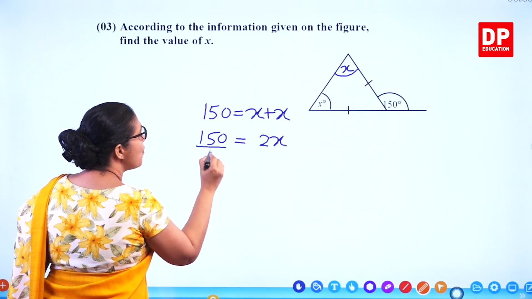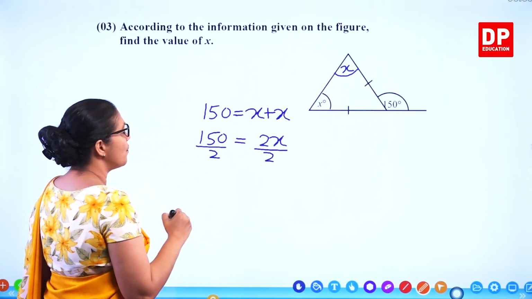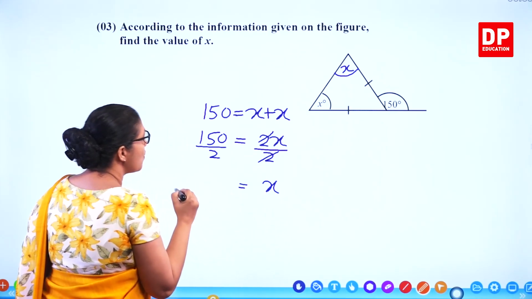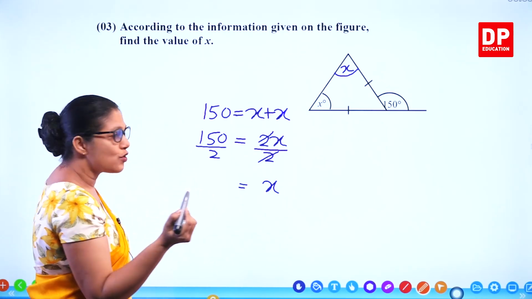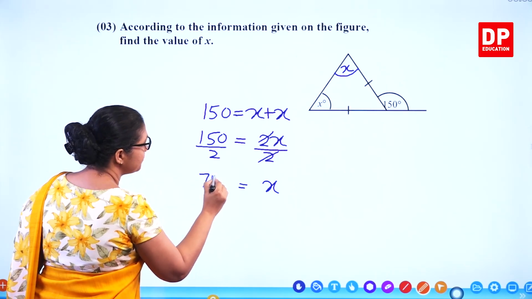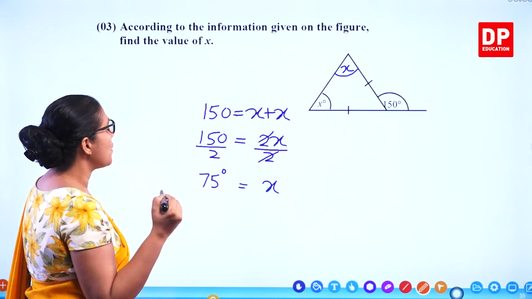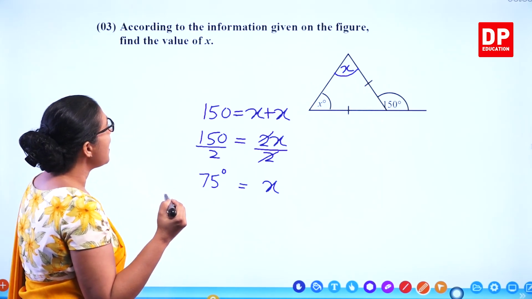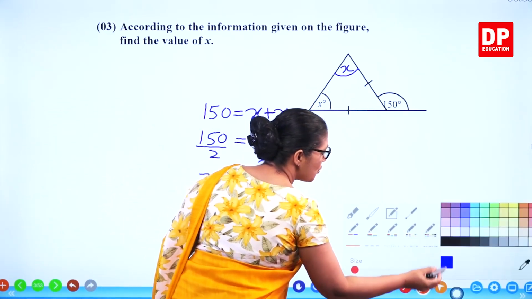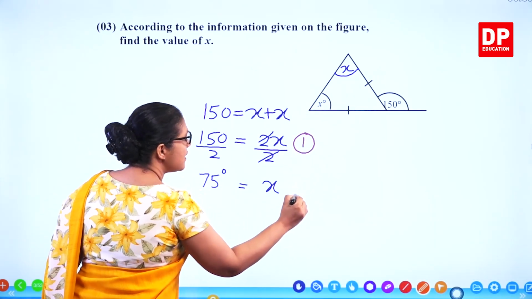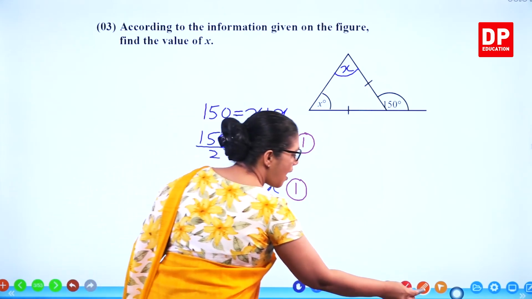What about the x value? You can divide both sides by 2. So 2 and 2 get cancelled out. You get x equals 150 divided by 2, which is 75. This is an angle, so you have to put the degree sign. So x becomes 75 degrees. You get 2 marks again, 1 mark for the method and 1 mark for the answer.